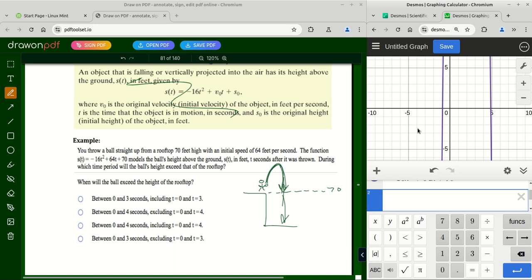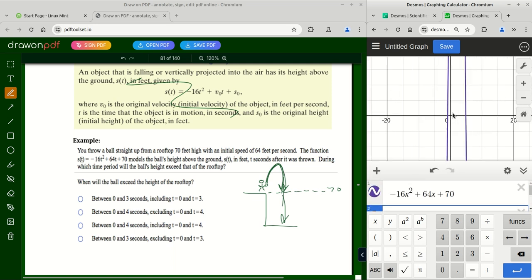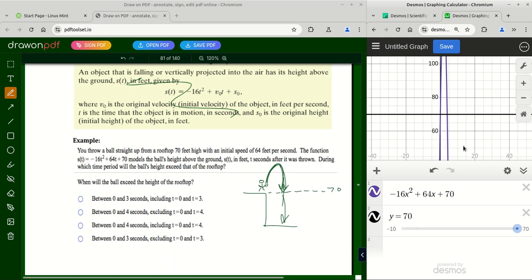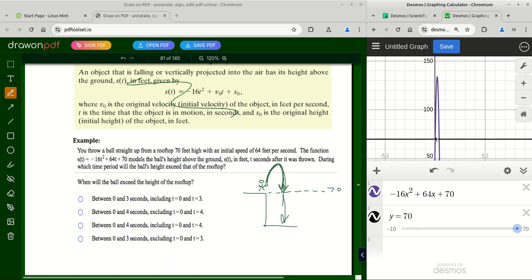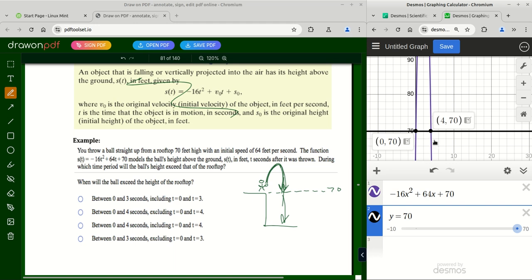And then I'm also going to just put in Y equals 70 because I want to see that mark. You can see I got like the original, and then I got the 70. And so this kind of shows the height of the rooftop in a way. See, so right here is where it starts, and then goes up, and then back down. Boom. There's your answer. 0 and 4. Okay? It's just that easy.